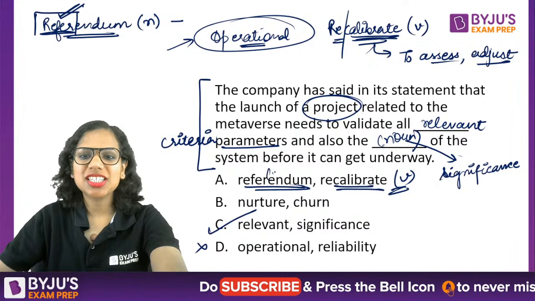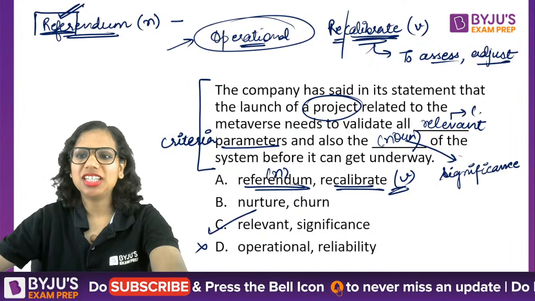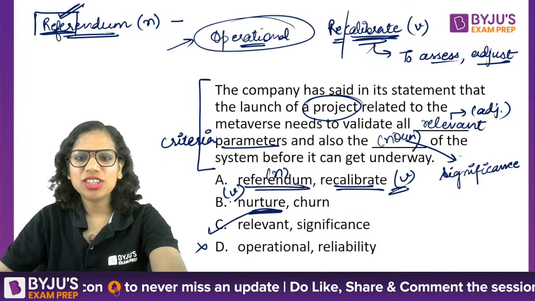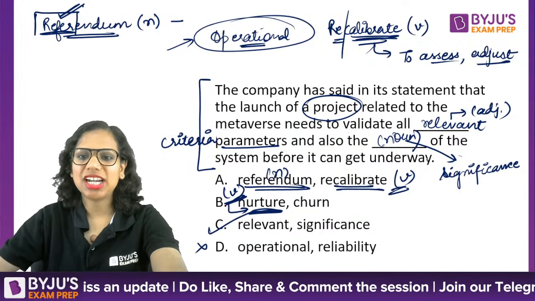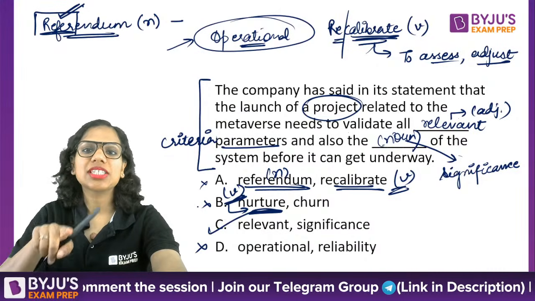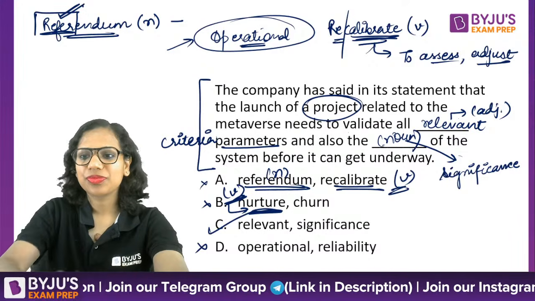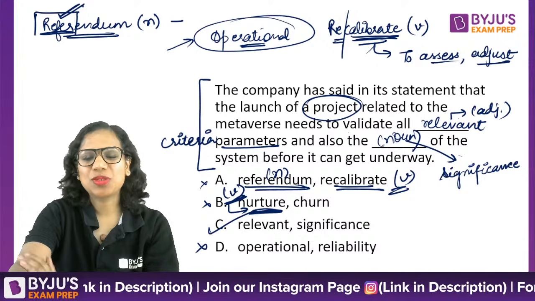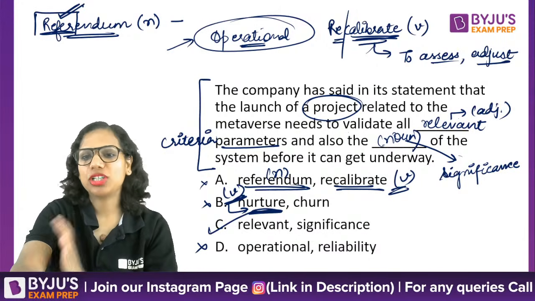Similarly, this is a noun. This could not fit here because I needed an adjective. On a grammar basis, even this could not fit here. This is a verb. I need an adjective. So even grammar can sometimes help you in such questions. All right, so I hope this is clear to everybody. This was a contextual vocabulary question in fill in the blanks.